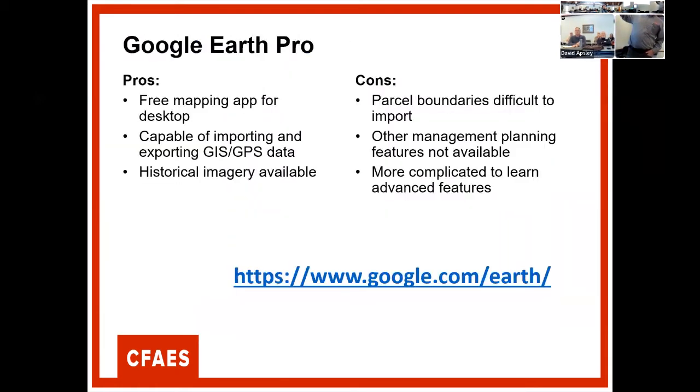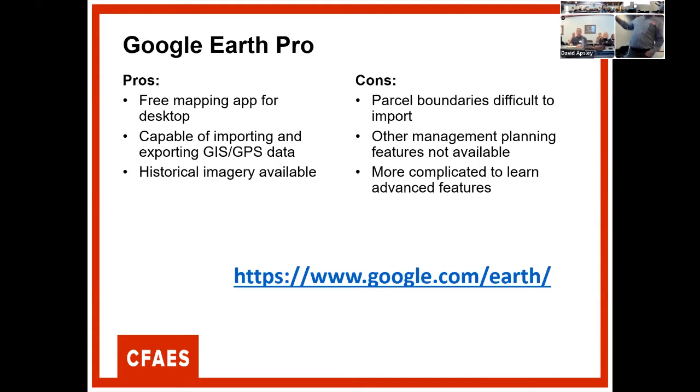And let me get back to this part, just some of the pros. It's free mapping for the desktop. You can import GIS and GPS data. And there's several years' worth of data there. So you can look at old black and white images from several years ago. You can pull up the current image and go back and forth. Sometimes old black and white imagery is helpful. Sometimes winter imagery is helpful. If you want to find your pine stands, in the winter they pop out easily. So switching between those different images can be helpful.